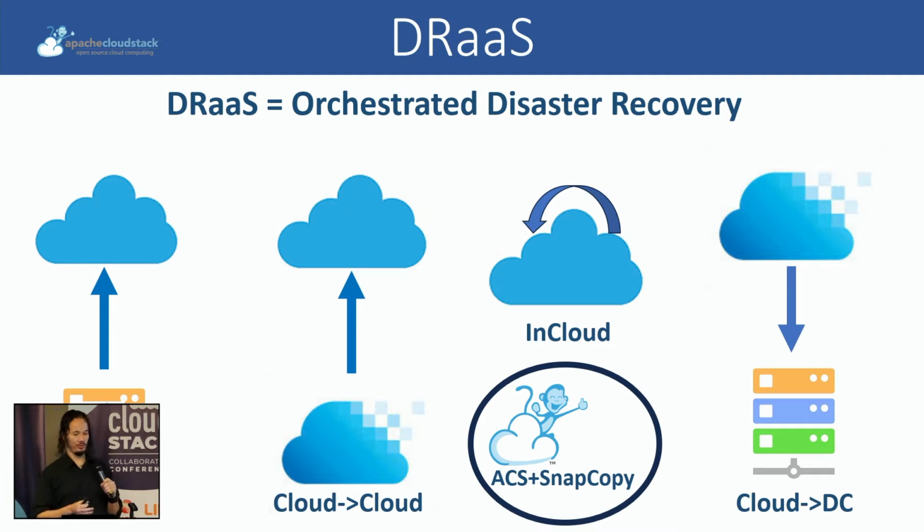There are several types of DR. So DR as a service is just orchestrated DR. You can go from DC to the cloud, from cloud to the cloud. You can go from one zone in a cloud to another zone in the same cloud, or from a cloud to DC. So what I'm presenting today covers just in-cloud, between two zones in the same cloud.